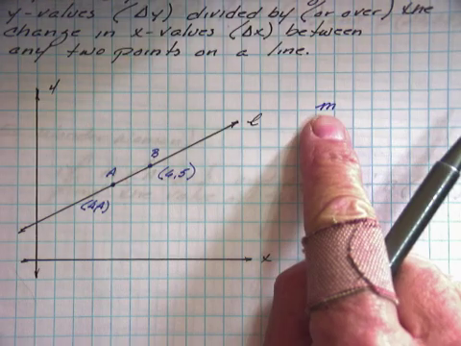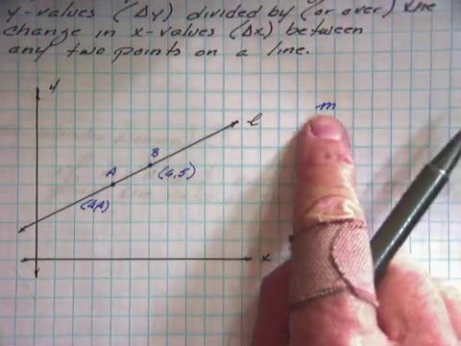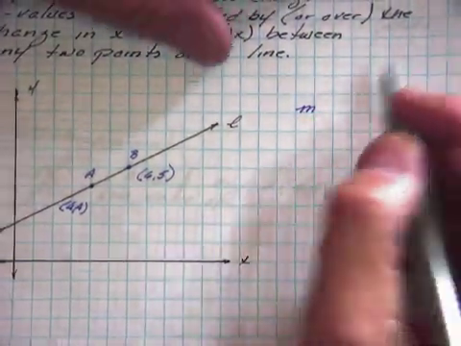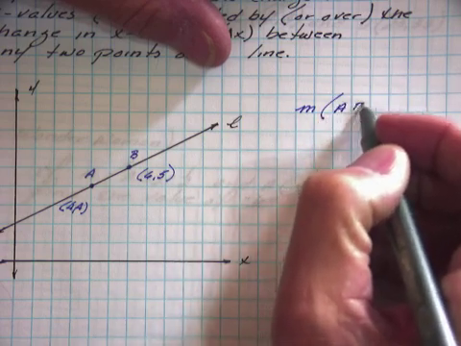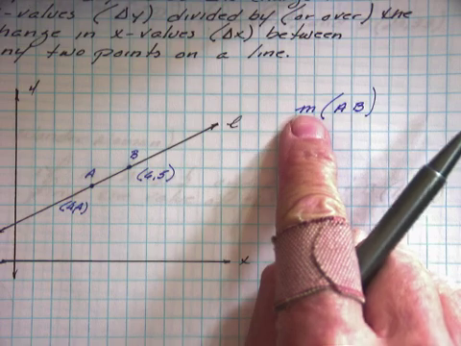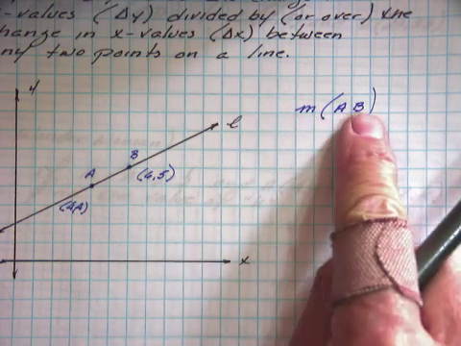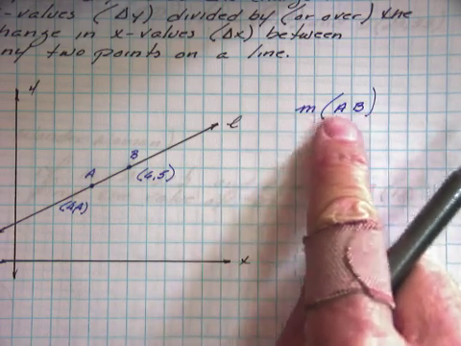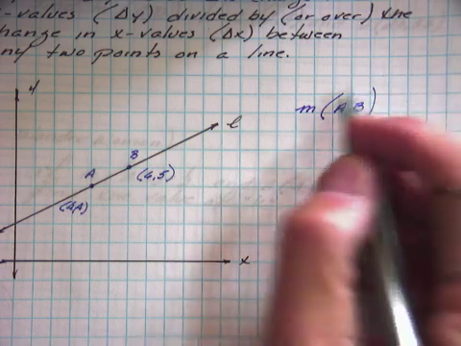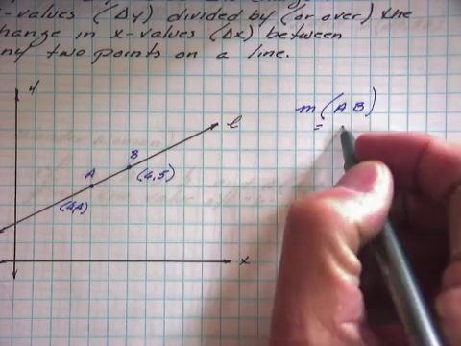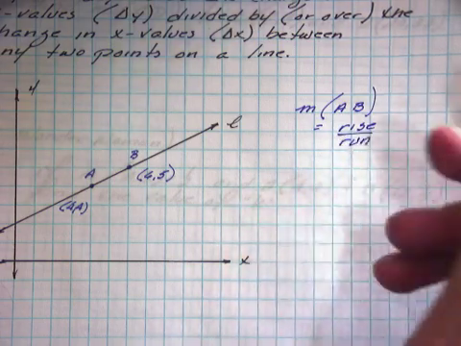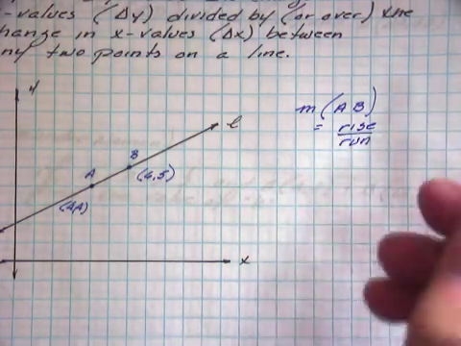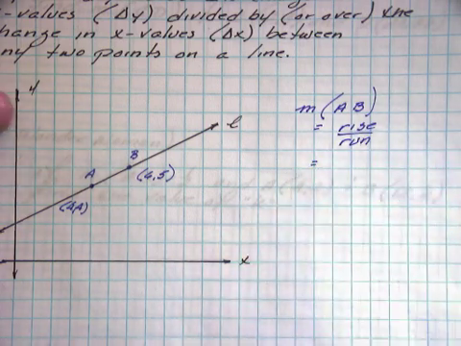Now, slope is usually the m variable. So when you see an m, we're talking about the slope. And if I put m(AB), this is asking for the slope from A to B. Now, you're familiar with slope as rise over run. That is a concept we're all pretty familiar with.